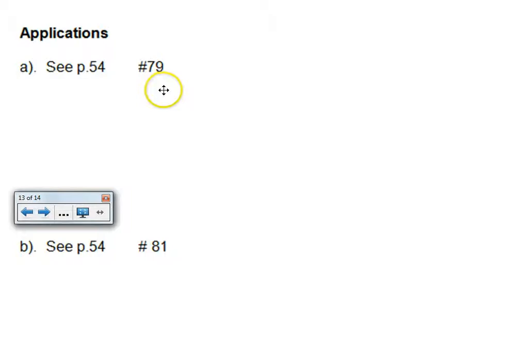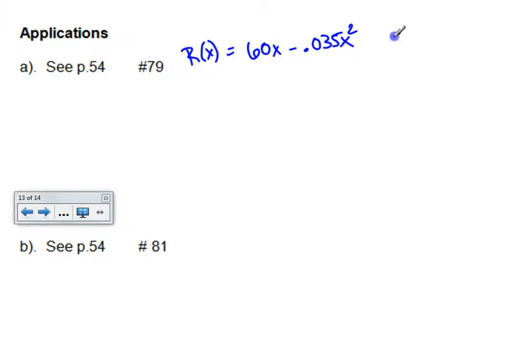Number 79 says the revenue of sales of car seats for infants is given by this function. R of x equals 60x minus 0.035 x squared for x's in between 0 and 1700. And then it says, find the number of car seats that must be sold to maximize the revenue.